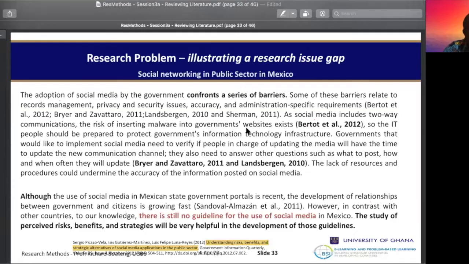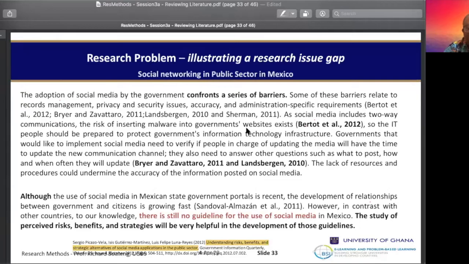Okay. Now look at where the gap is coming from. So you're saying that all these barriers exist. So if you are going to put social networking in the public sector, you should be concerned about these barriers. Despite that, he says that although the use of social media in Mexican state portals is recent, when something is recent, it means that it has not yet gained maturity. It's not gaining maturity. It's recent. The development of relationships between government and citizens is going fast. That even though social media use in government websites and portals is recent, there's a growing relationship between government and citizens.